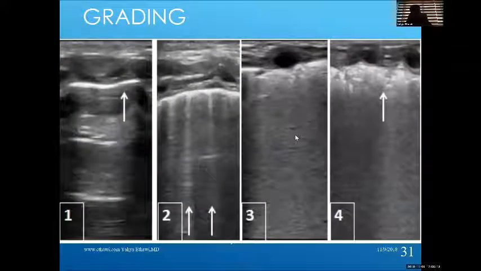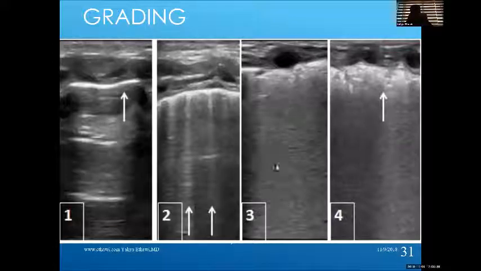This is kind of grading of the lung problem. You can see here A lines, and some B lines with more grade 1 diseased lung. You can see disappearance of A lines, a decreased number of A lines and increased number of B lines, and they start to reach to the end of the picture.